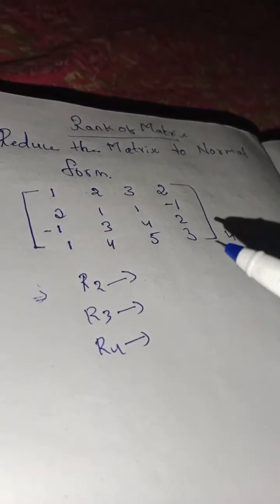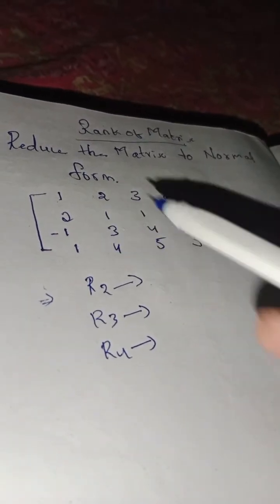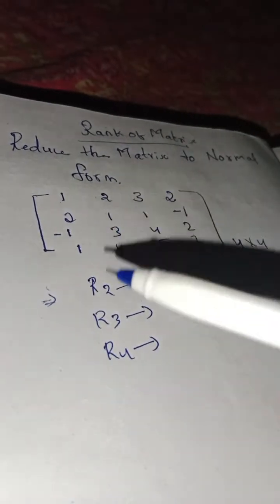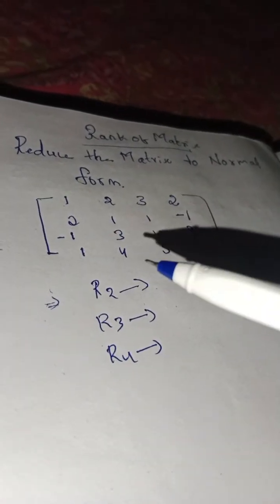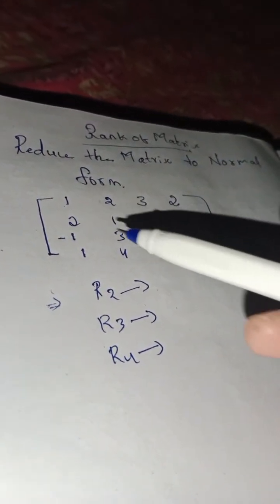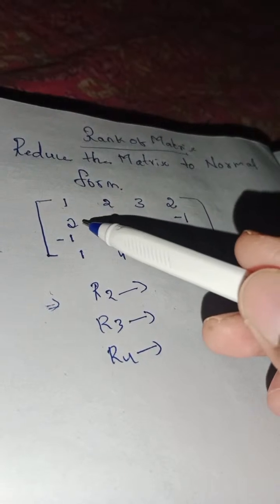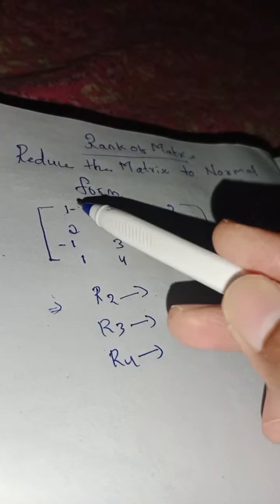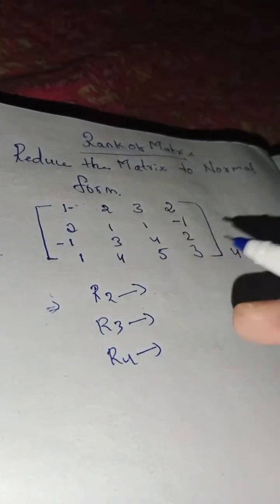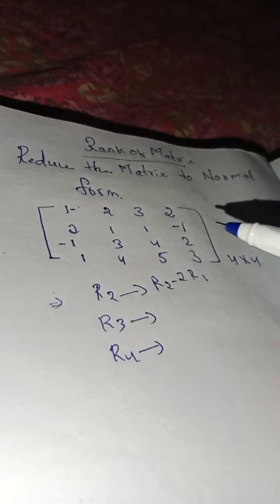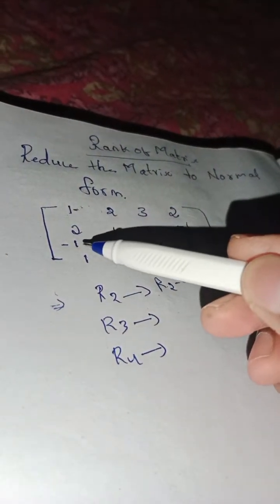As this is a normal form, we have to perform both row and column operations. So first we have to perform row operation followed by column operations. When we clearly observe, R2 is 2 and R1 is 1. So if we multiply 1 with 2, we'll be getting 2R1. So R2 is R2 minus 2R1.